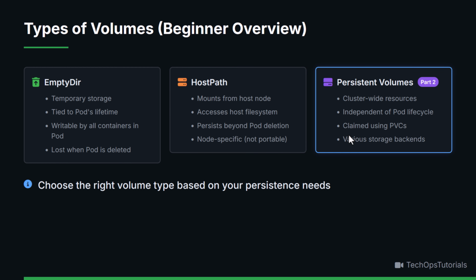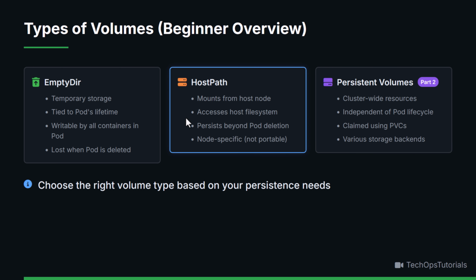Finally, we have persistent volumes. These are cluster-wide resources independent of any single pod or node. They are claimed using persistent volume claims, PVCs, and can be backed by various storage systems like NFS, Cloud Disk, or SAN. Think of this like storing your files in a shared company server or a cloud drive. No matter which laptop you use, you can always access your files.